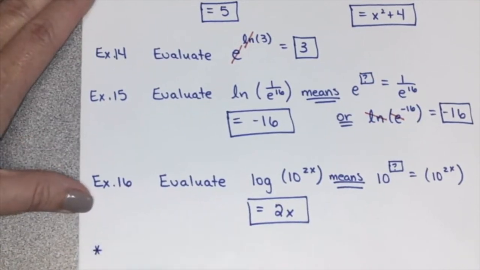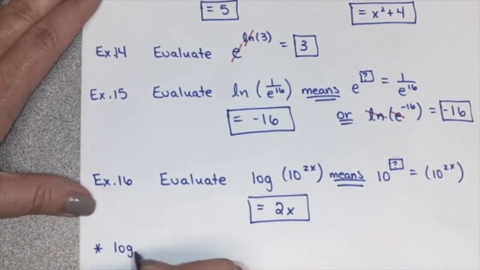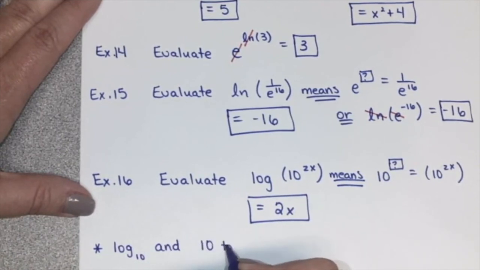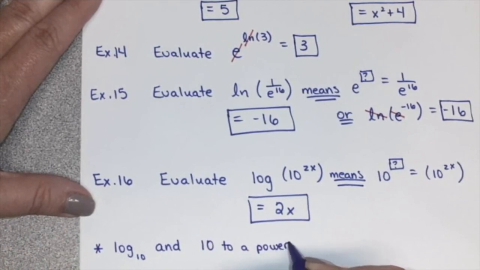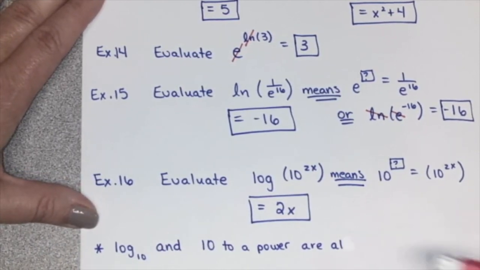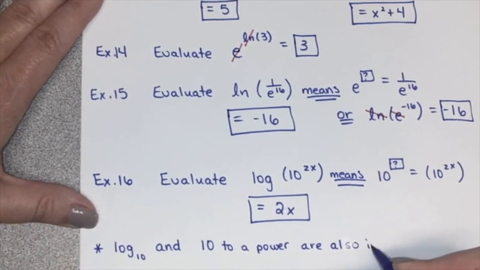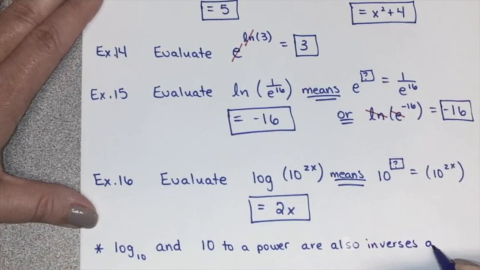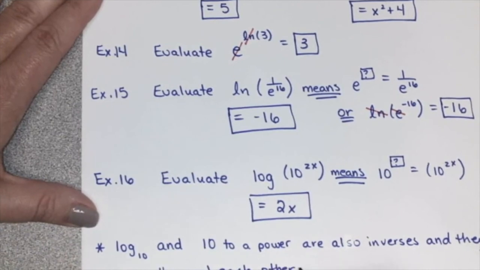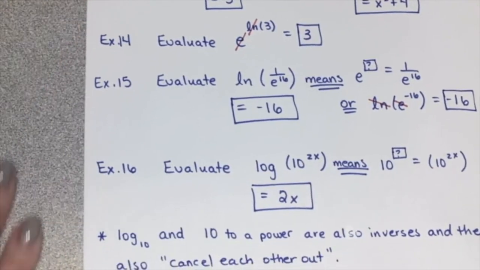So just like ln and e cancel each other out, log base 10 and 10 raised to a power are also inverses, and they also cancel each other out. So just like ln and e are opposites, log and 10 to a power are also opposites.